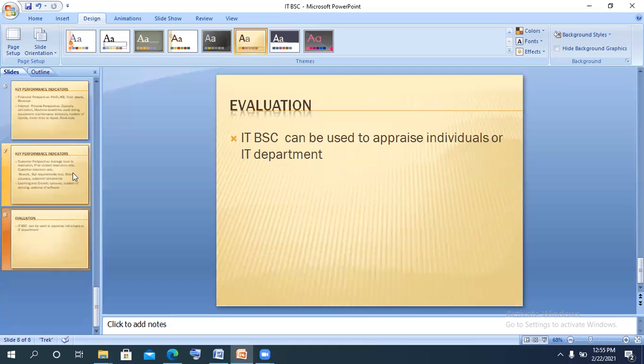Then, very importantly, evaluation. It's very important when we are talking about the balanced scorecard. The balanced scorecard is a performance measurement tool, so it can be used to appraise individuals. For example, you can give a financial goal to an employee, an internal process goal, a customer perspective goal, and a learning and growth perspective goal. That is at the beginning of the year. At the end of the financial year, you can use that to appraise that individual.